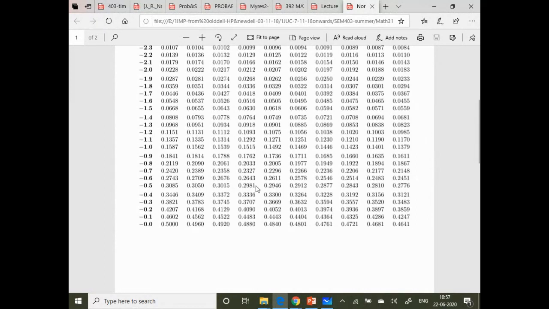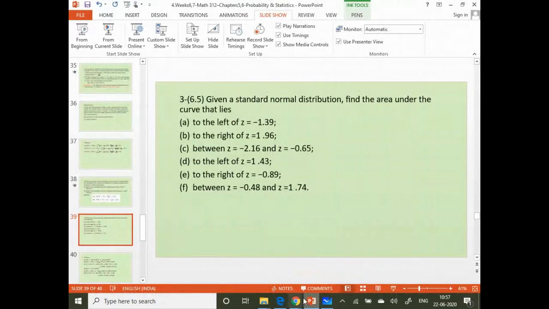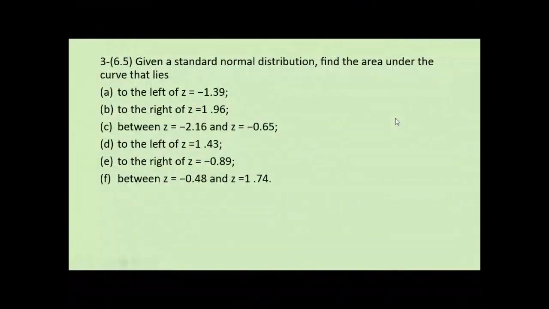So the given Z value is, go into that table. Table 5, right? So from the table, what I'm looking for in problem number A is, this is a normal curve. My mu is somewhere here, which is the center point, and Z is here, which is negative 1.39. So the area to the left of Z, straight away from the table we are finding.